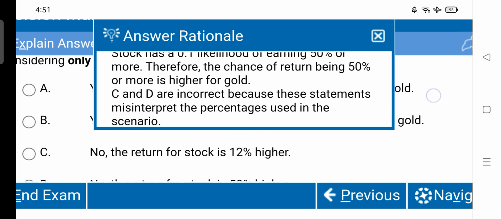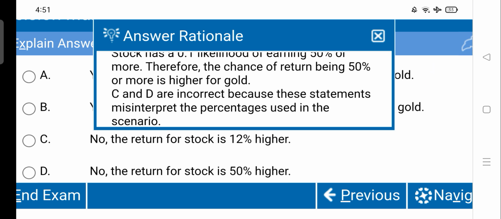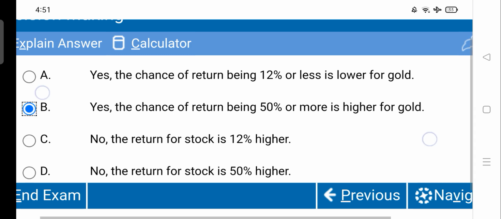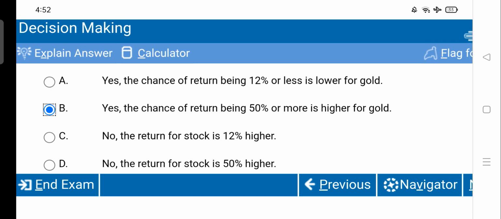C and D are incorrect because these statements misinterpret the percentages used in the scenario. So here we have, the correct option is option B, which says yes, the chance of return being 50% or more is higher for gold.